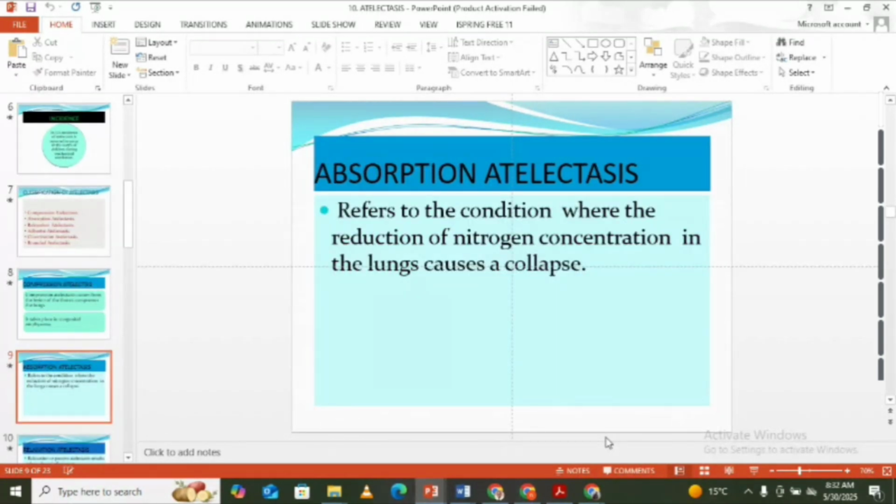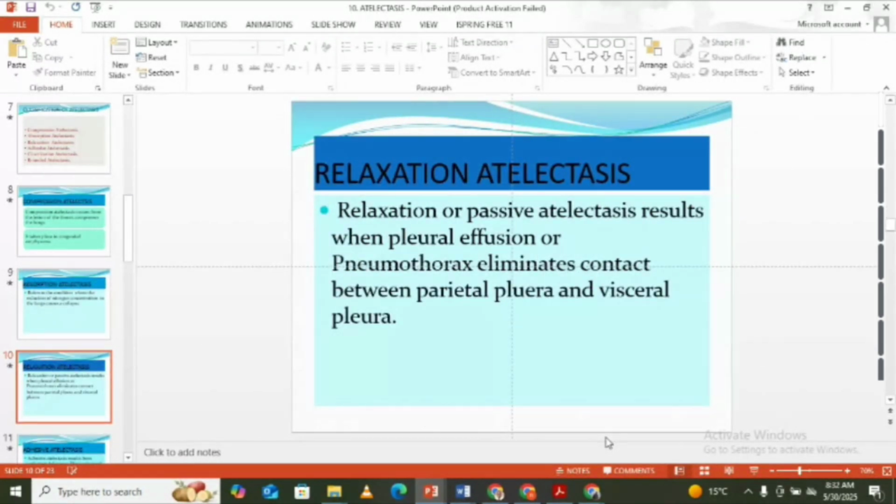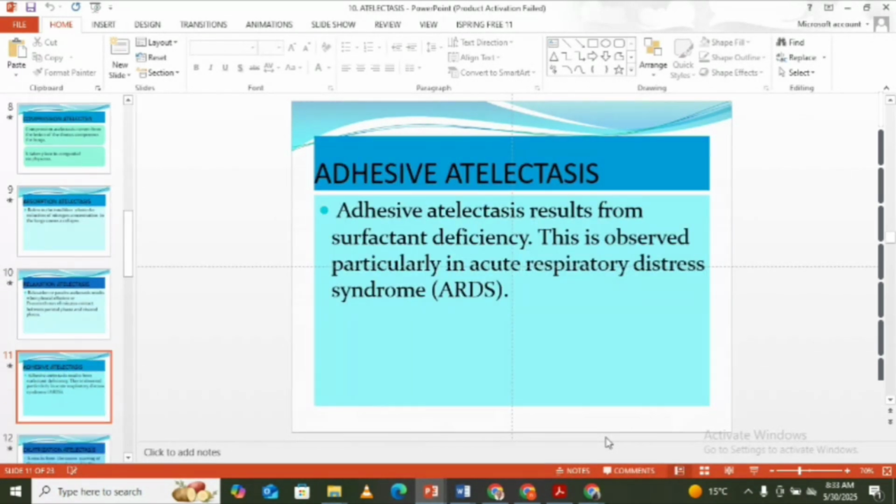Absorption, where there is reduction of nitrogen concentration in the lungs, which causes a collapse. We know that, of course, there are levels of nitrogen concentration in the lungs, and we know their role. So when there is reduction in that, it causes the lungs to collapse. Relaxation usually results from pleural effusion or pneumothorax, accumulation of fluids, which eliminates the contact between the parietal pleura and the visceral pleura, and that causes the lungs to collapse.